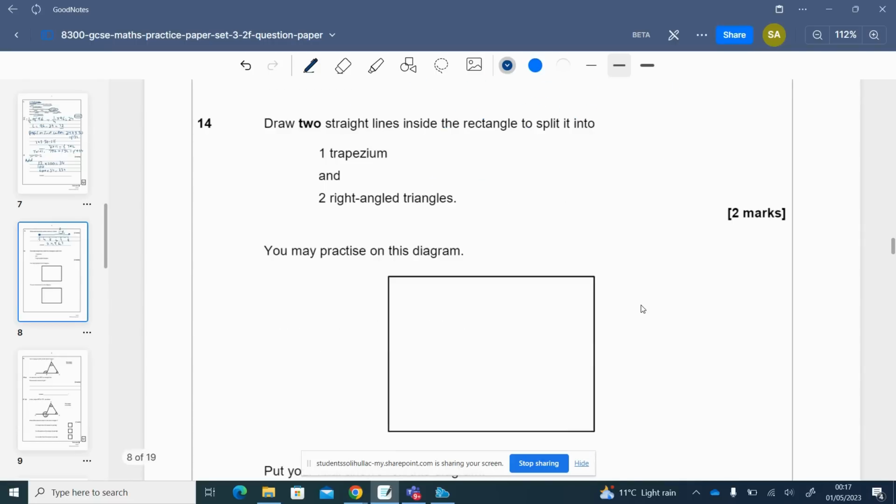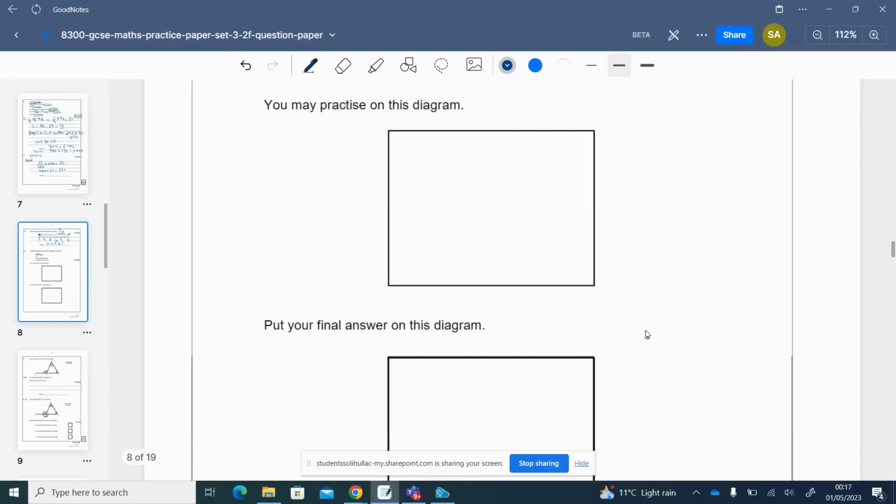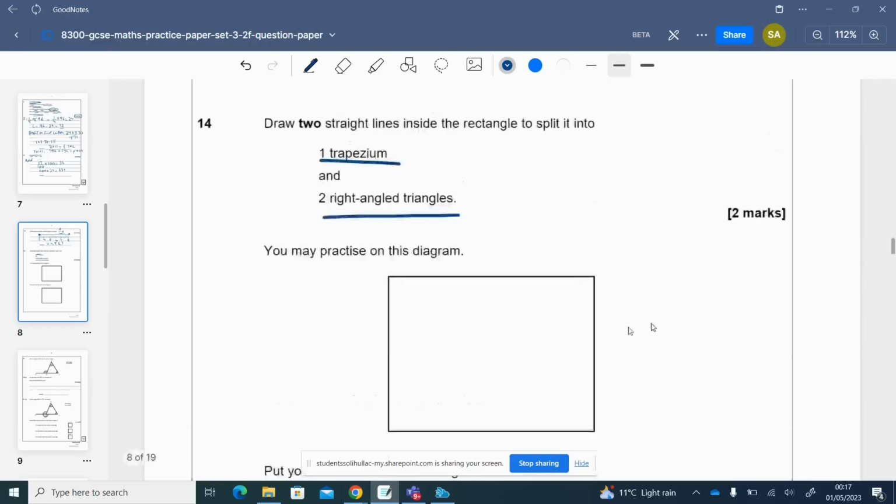Question number 4, draw two straight lines inside the rectangle to split it into one trapezium and two right angle triangles. Okay, you may practice on this diagram here. You can use different ways. I can show you two different ways where you can make one trapezium and two right angle triangles. Either you can draw one right angle triangle like this, and one right angle triangle like this, and you can see there is a trapezium in the middle, which is like this. This is your trapezium.